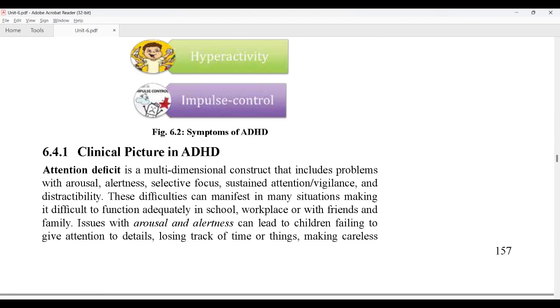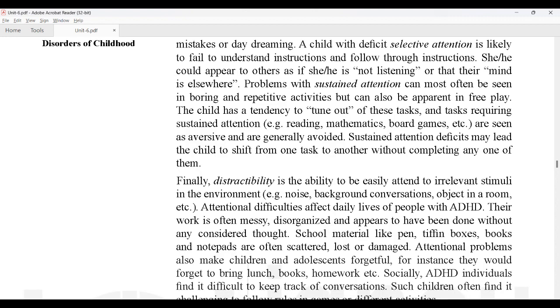6.4.1 Clinical picture in ADHD. Attention deficit is a multidimensional construct that includes problems with arousal, alertness, selective focus, sustained attention / vigilance, and distractibility. These difficulties can manifest in many situations, making it difficult to function adequately in school, workplace, or with friends and family. Issues with arousal and alertness can lead to children failing to give attention to details, losing track of time or things, making careless mistakes, or daydreaming.